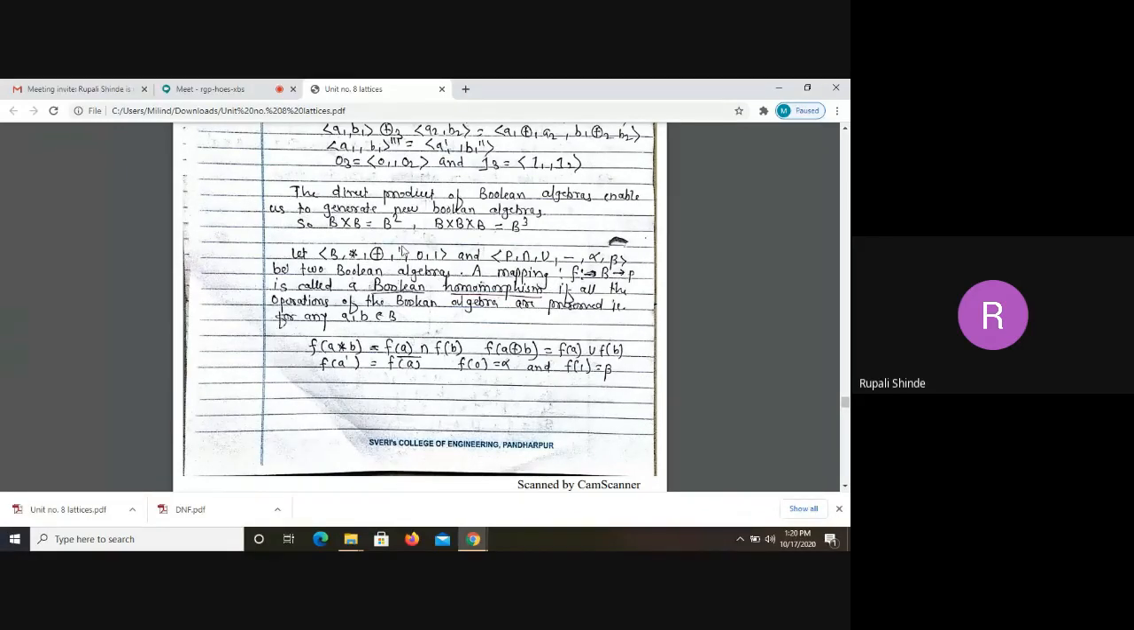Now the third operation is the complement operation. So f(a complement) equals f(a) bar, because for this complement operation the similar operation is the bar operation in the second Boolean algebra. Then f(0) equals alpha, and f(1) equals beta. In this way we can define Boolean homomorphism. Have we understood this definition?